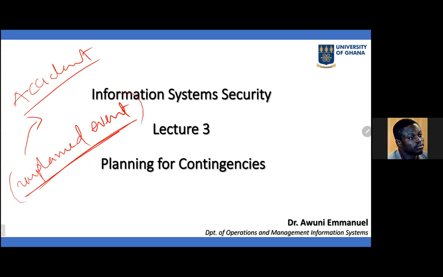So my question to you is, can anyone briefly tell how your organization has put certain measures in place to take care of issues of contingencies? You may want to share a small perspective. Today, everything we are going to do has to do with contingencies. And if you own a private business, you may also want to share what measures you have put in place to ensure that unplanned events are taken care of. Please, the floor is still open to the class. Sorry, the question is open.